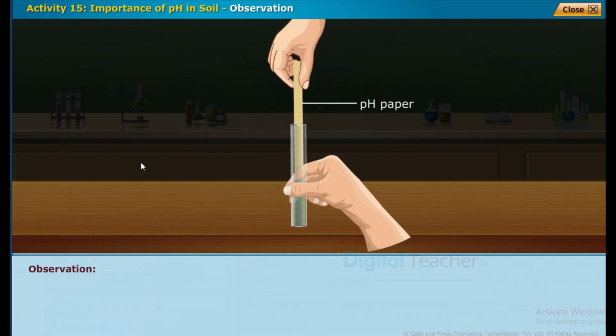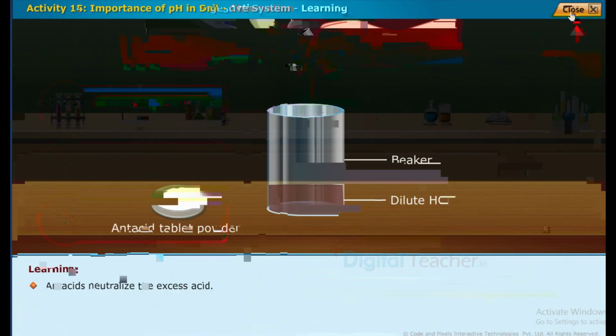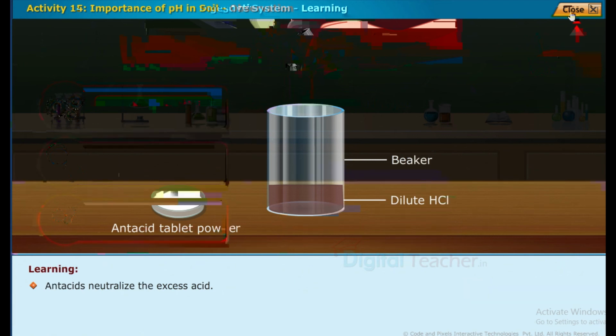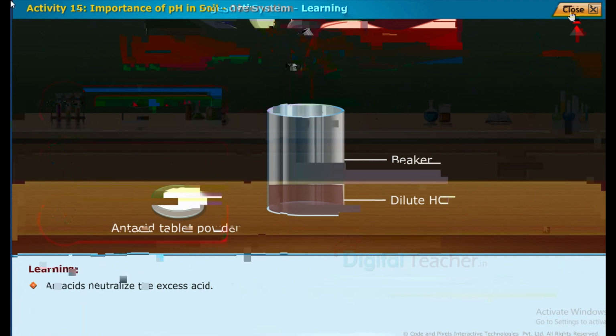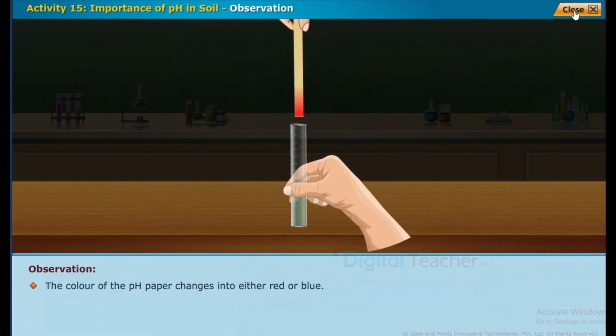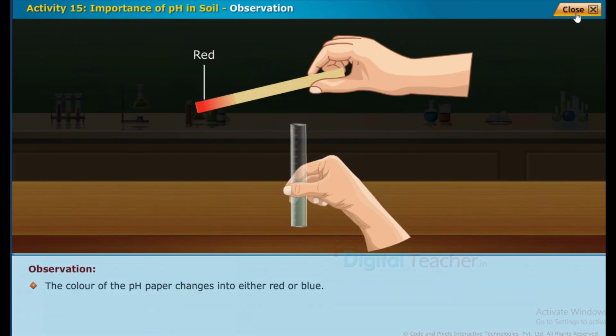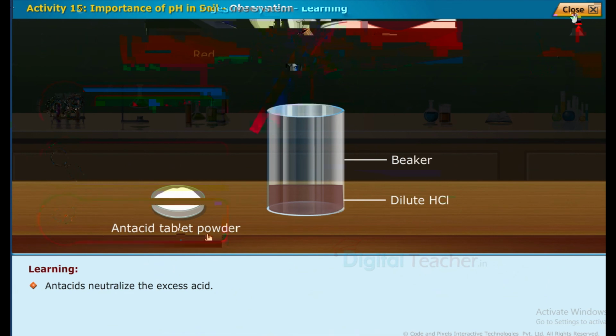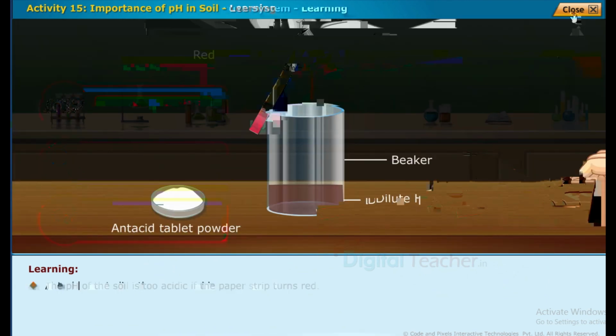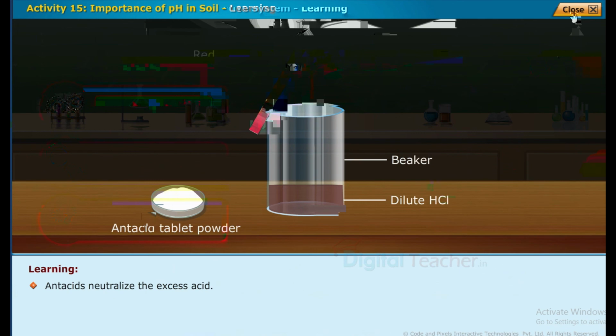Observe the changes of the pH paper. The color of the pH paper changes into either red or blue. The pH of the soil is too acidic if the paper strip turns red. The pH of the soil is too basic if the paper strip turns blue.